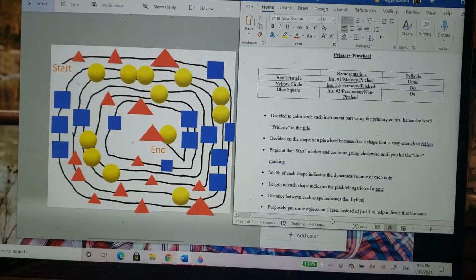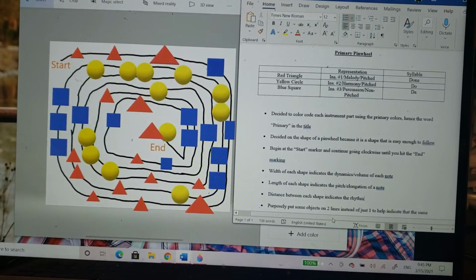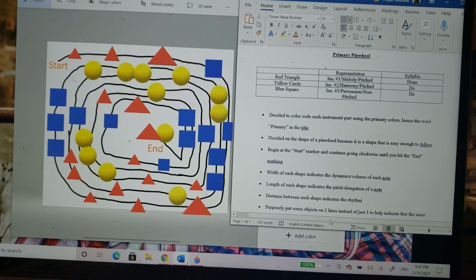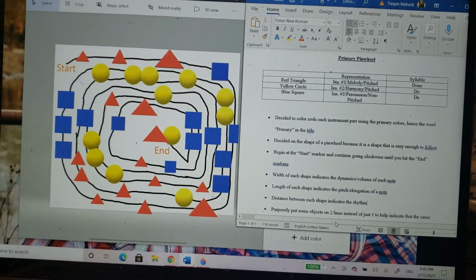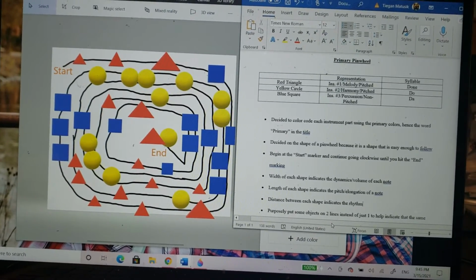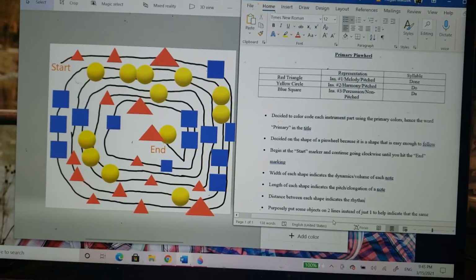And then the blue square would represent the third instrument part, like a percussive kind of instrument. But it would also want to be a non-pitched instrument just to have that rhythm in the music.